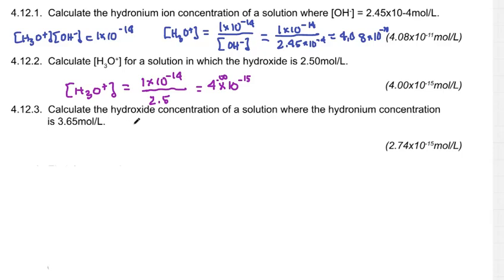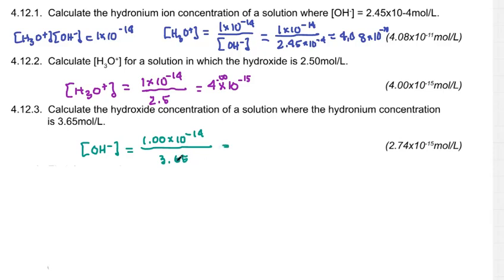And here they have us go the other way. They ask us for the hydroxide concentration, but the formula still works the same way. The hydroxide concentration will be the ion product for water. Do the sig digs right this time. And our H3O is 3.65, so divide by that.